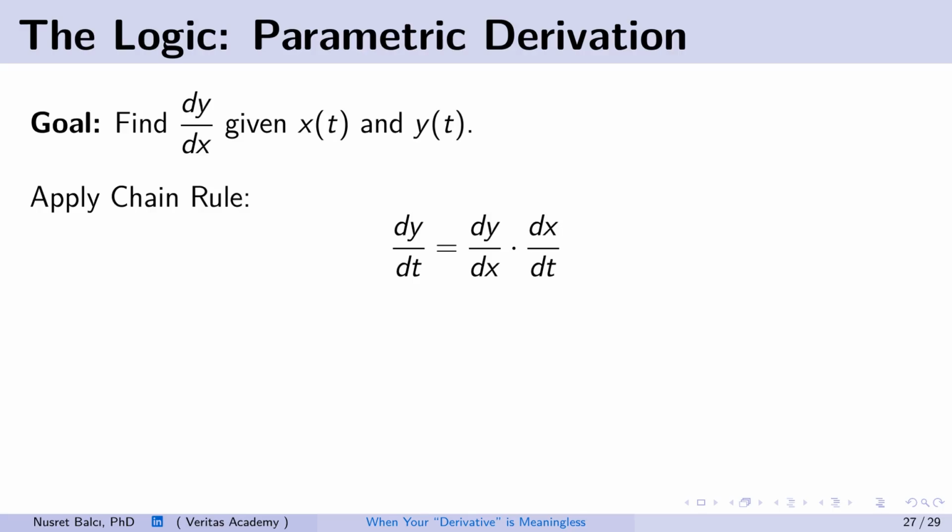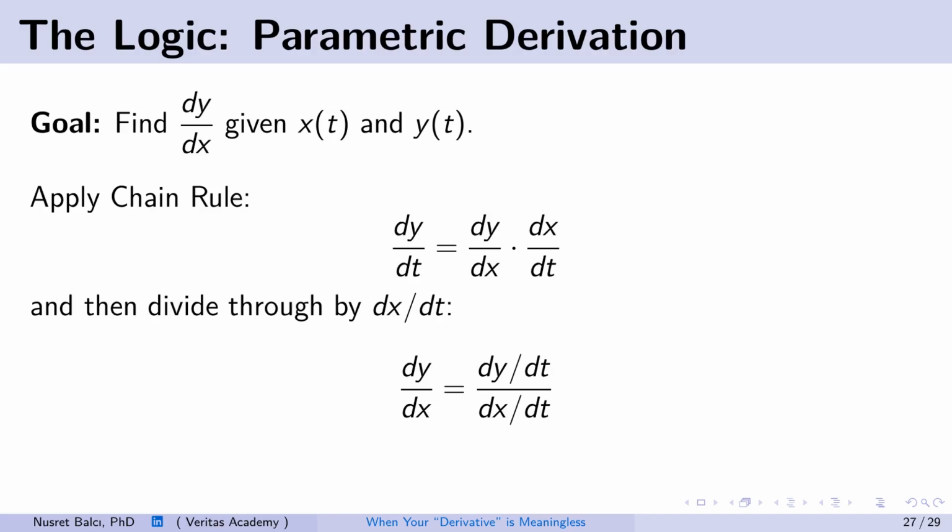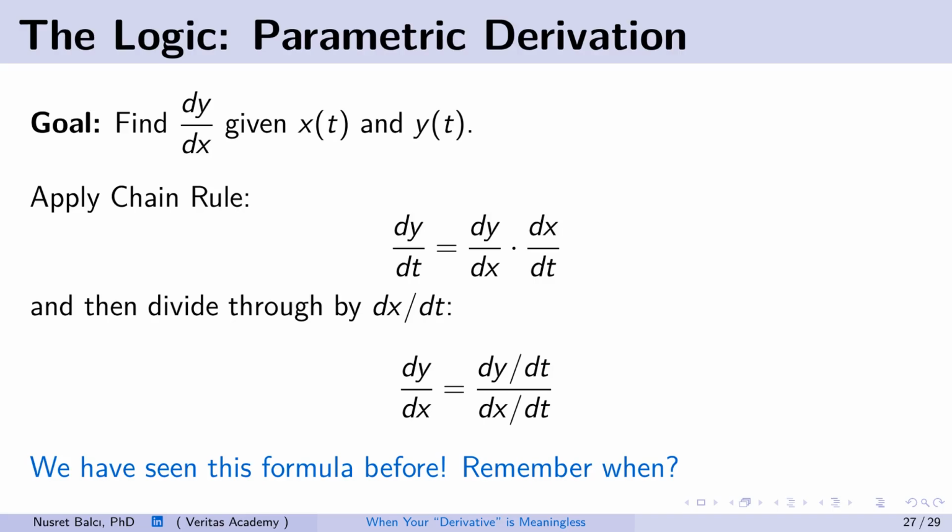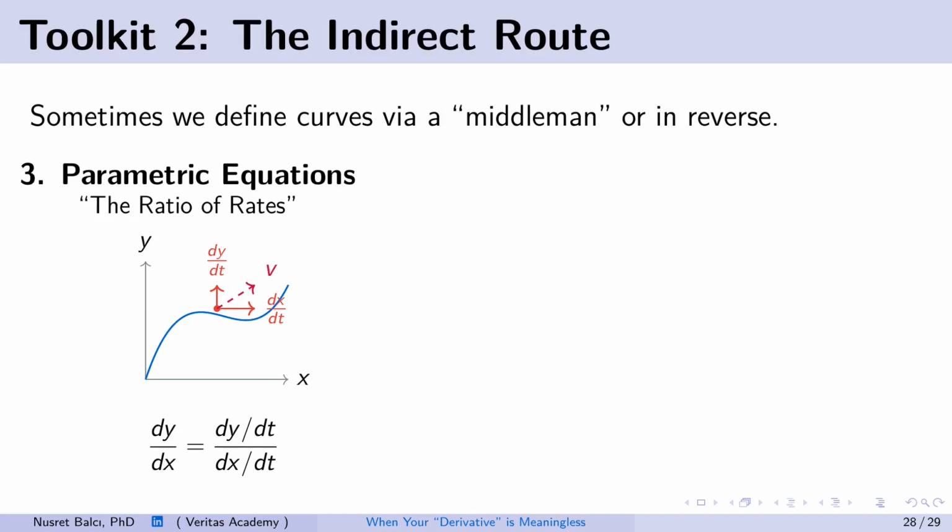We don't have y in terms of x, but we have y in terms of t. Applying the chain rule gives us the derivative of y with respect to x as the product of the derivative of y with respect to t, and the derivative of t with respect to x, which is the ratio of vertical velocity to the horizontal velocity. We have seen this formula before. To summarize, the slope dy over dx is simply the vertical velocity divided by the horizontal velocity. The time variable cancels out, leaving purely geometry.